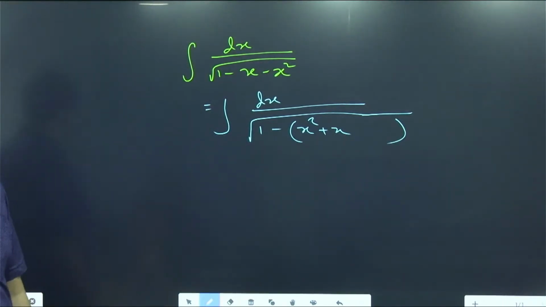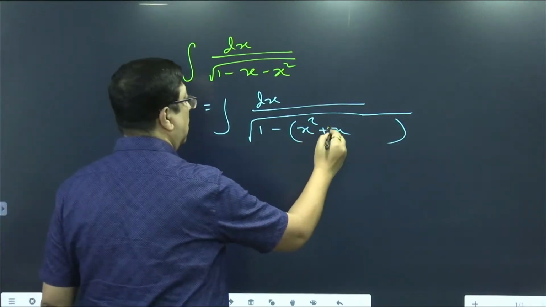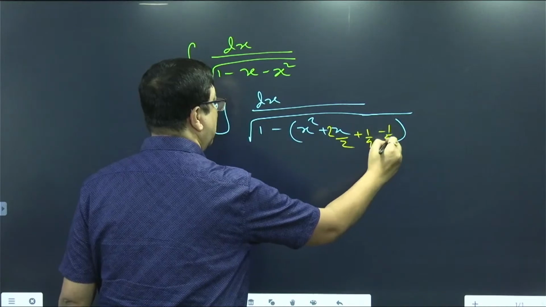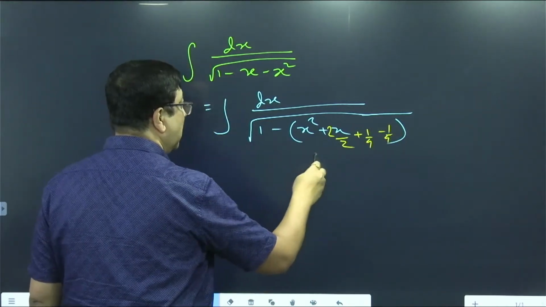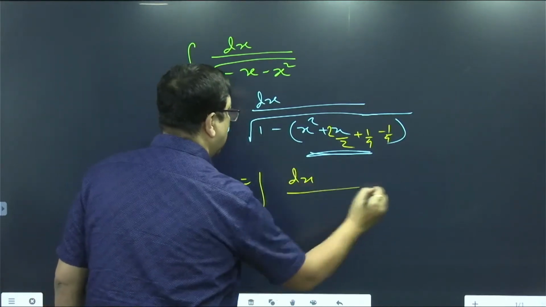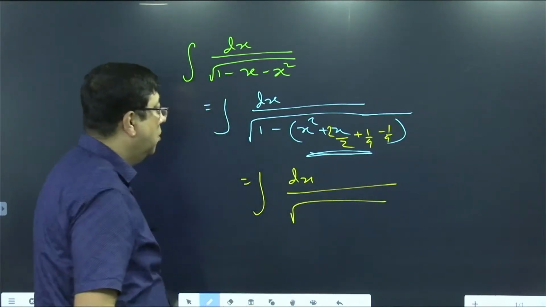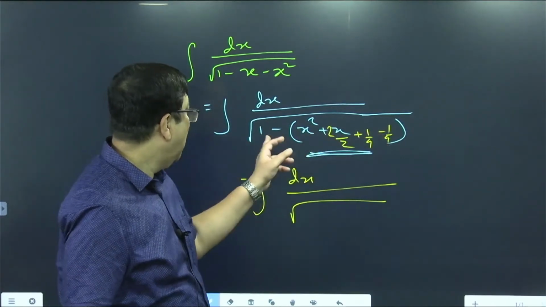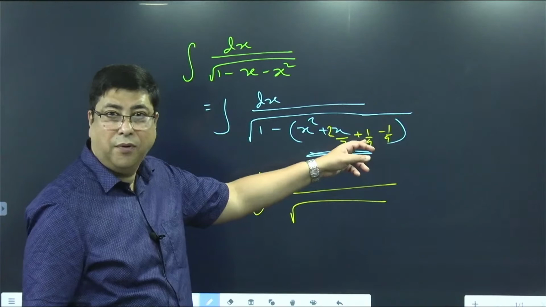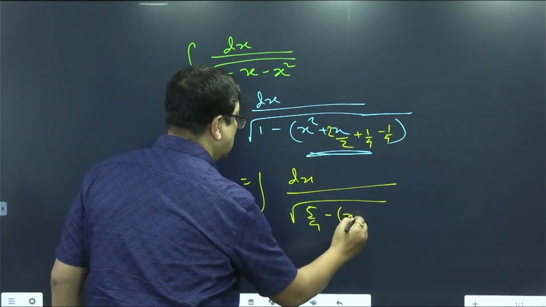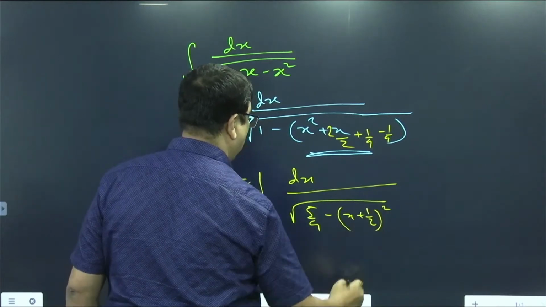The 2ab term is 2, so balance by 2, plus 1/4 minus 1/4. So, everybody, these 3 terms are a whole square. Let us apply it. It means we do not have to take out the minus. So minus of minus plus 1 plus 1/4 is 5 by 4.